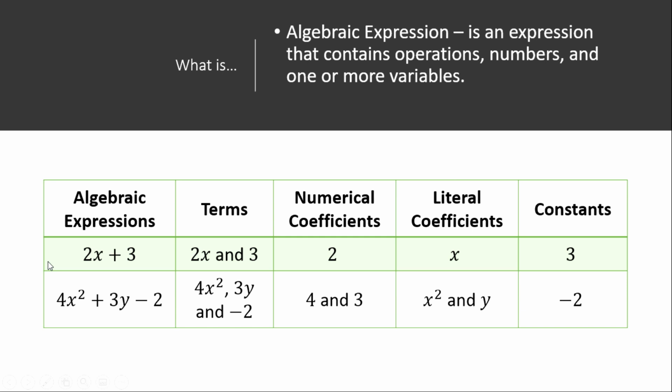variables. So example here, I have here the algebraic expression 2x plus 3. The terms are 2x and 3. So dalawa ang terms niya, considered as binomial. The numerical coefficient is 2, the literal coefficient is x, and the constant is 3. Another example is that we have 4x squared plus 3y minus 2. We have three terms, so this is a trinomial. We have 4x squared, 3y, and -2. The numerical coefficients are 4 and 3. The literal coefficients are x squared and y. We have the constant -2.